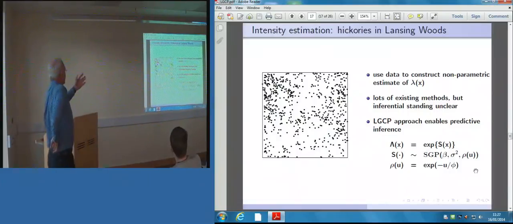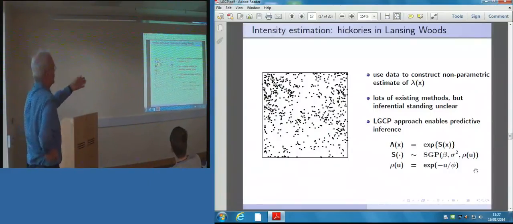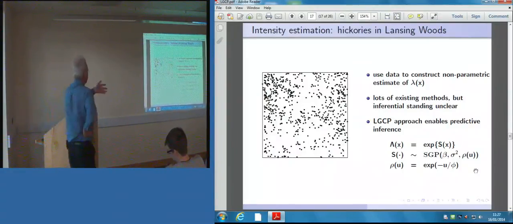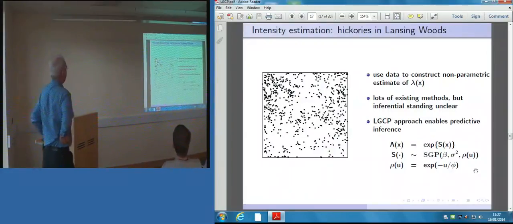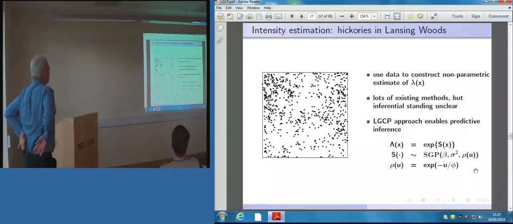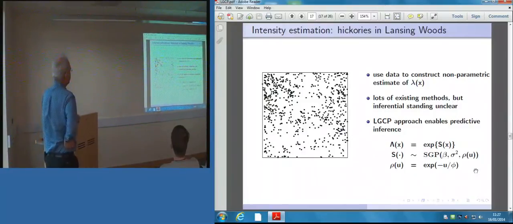And this data set has appeared in several papers and textbooks as an example of non-parametric density estimation. People have used various smoothing methods to produce pretty contour maps of the local density of trees in this woods. The one limitation of them, which I hinted at earlier in answering Nick's question, is that they all give you nice maps, but their inferential standing isn't always terribly clear.